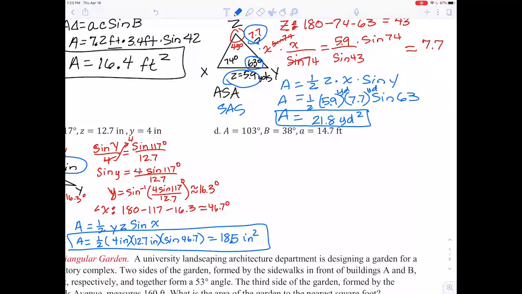Last one here. So here I'm giving you two angles, angle A and angle B, and side A. So this is going to be angle, angle, side. So let's draw a picture of that. Grab my black pen here. Angle A is obtuse, 103 degrees, and angle B we'll just put here as about 38 degrees, and side A over here is 14.7 feet.